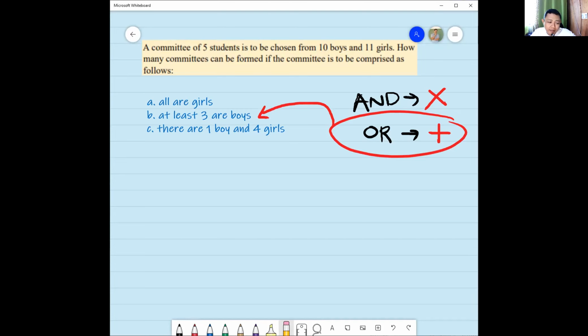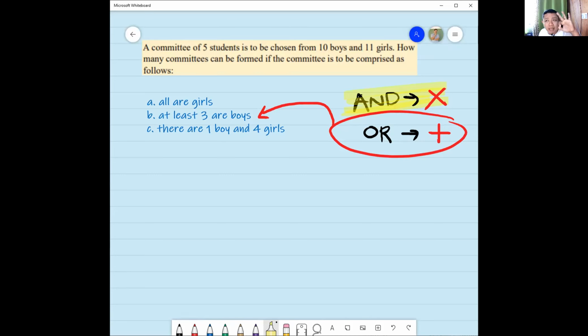And of course, this "and" will always be part of our solution kasi sa factorial, "and" is always the process kasi we always multiply numbers, okay? And "or" for some conditions. Ready? Let's do this. A committee of 5 students is to be chosen from 10 boys and 11 girls. How many committees can be formed if the committee is to be comprised as at least 3 are boys? When we say at least 3 are boys, ano yung pinaka-konting numero or pinaka-konting boys na dapat maging miyembro ng ating committee? How many boys should be there at least?